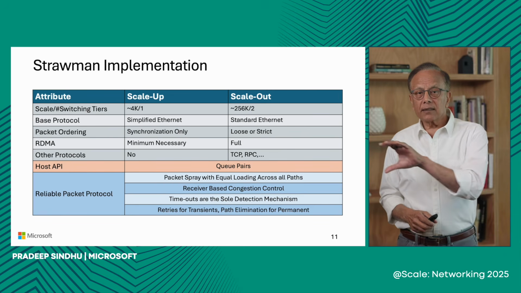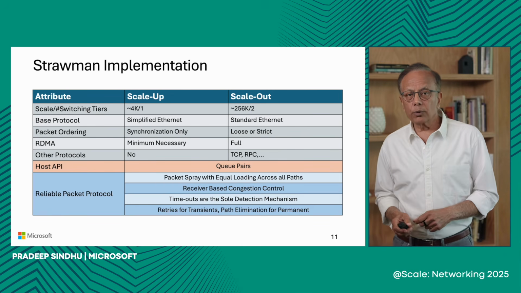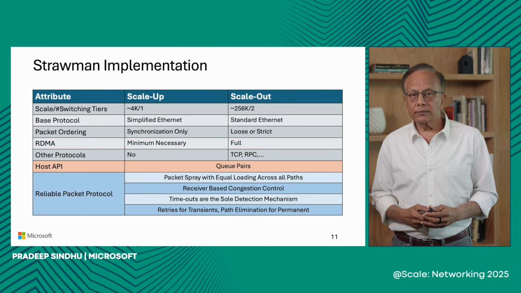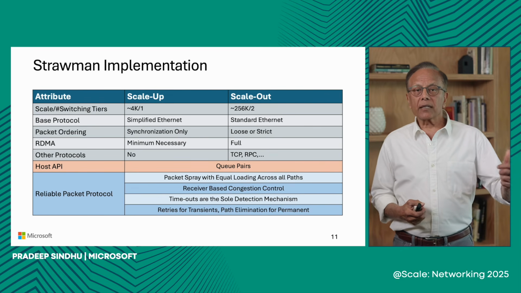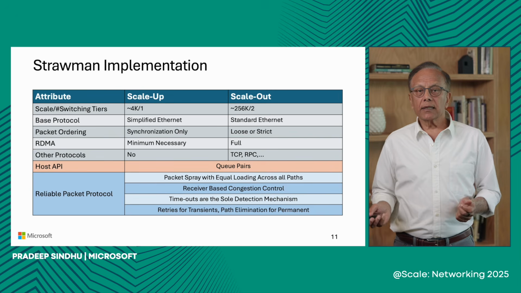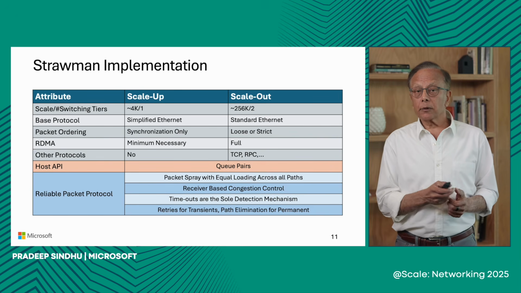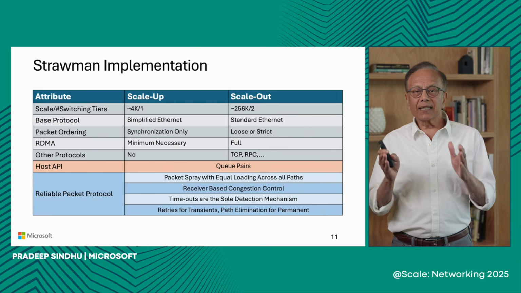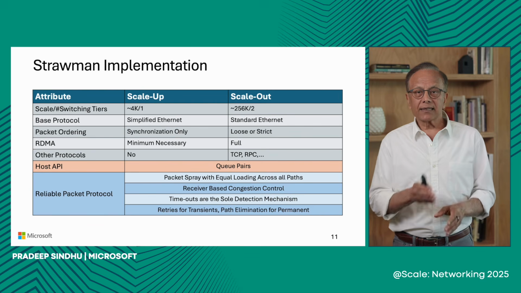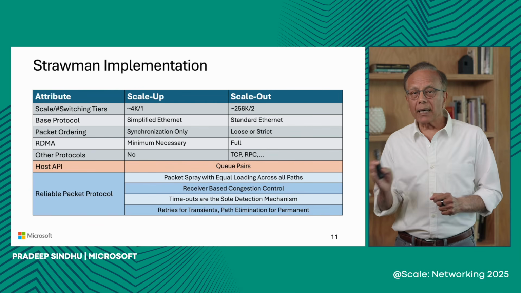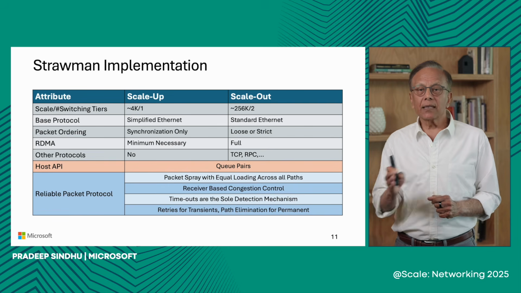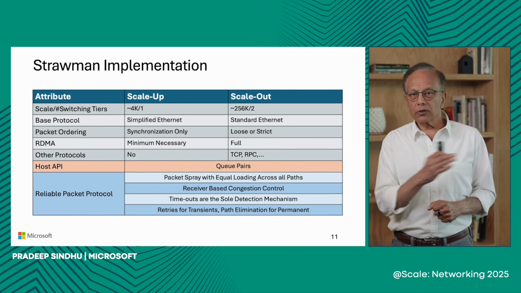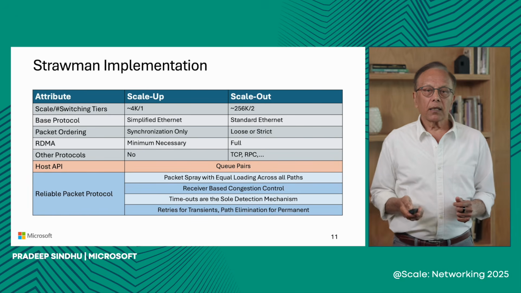Now, this base layer that I talked about, which is very, very important, the reliable packet protocol layer, uses packet spray with equal loading in terms of bandwidth across all possible paths. And remember, the key thing about those high radix networks is the existence of multiple paths, all of which have the same zero load latency because the topology is regular.